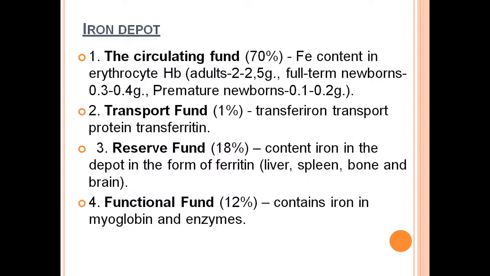So once again, iron depots. The circulation fund contains iron in erythropoiesis. The second one is the transport fund, transferrin, protein. The reserve fund contains iron in the depot in the form of ferritin: liver, spleen, bone, and brain. And the functional fund contains iron in myoglobin and enzymes.